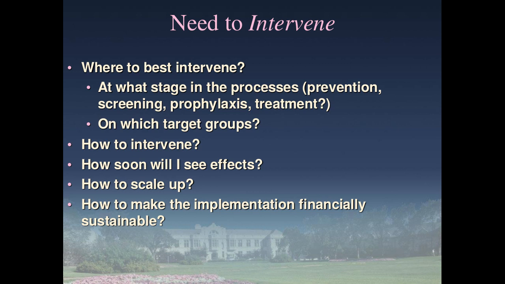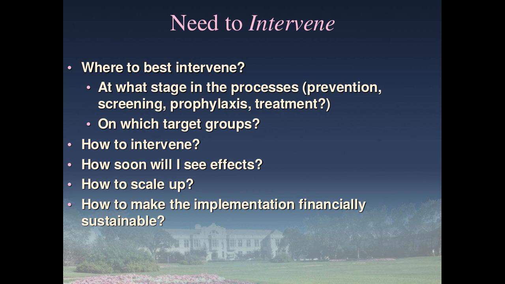When we're facing health problems, often there's a set of questions that come to the foreground if we're thinking about new policies or interventions. One is, where do we best intervene? At what stage of the process? Should we engage in primary prevention? Secondary prevention, screening for individuals who may have early signs of a condition like lung cancer? Should we engage in prophylaxis and protecting people who may be at risk, or focus on treatment?